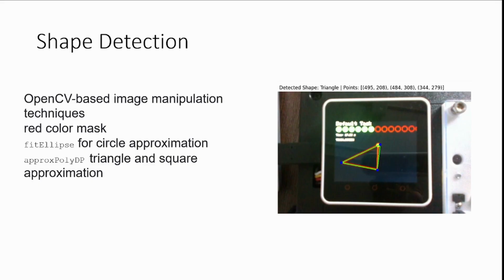The main shape, which is shown in red on the screen, is then isolated and skeletonized using a red color mask. At this point, the image may be distorted, so we use fit ellipse or approxPolyDP to approximate the skeletonized contour and determine whether the shape is a circle, triangle, or square. The ordered pixel endpoints of the detected shape are published to the ROS topic detection point for the robot to trace.